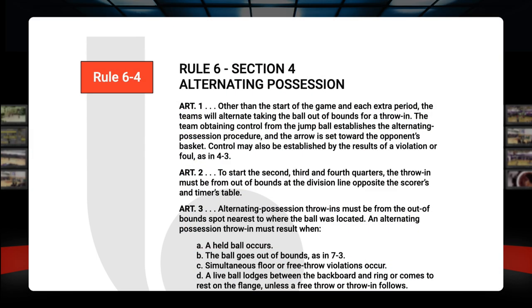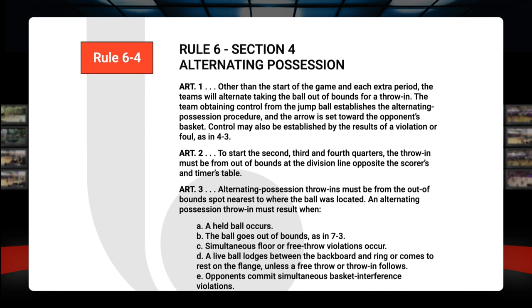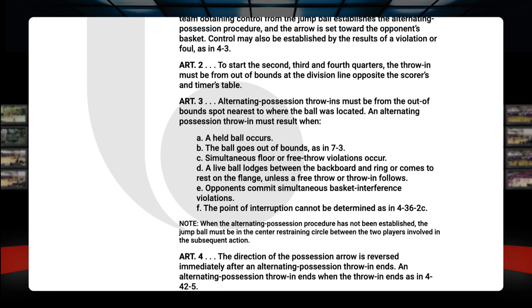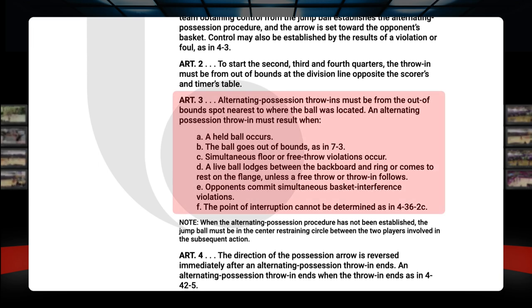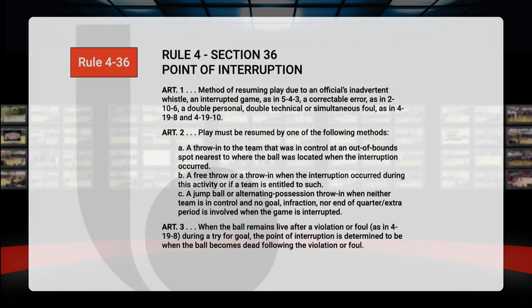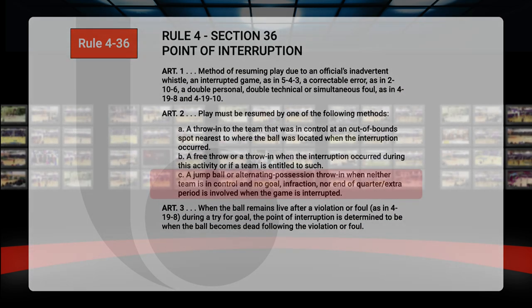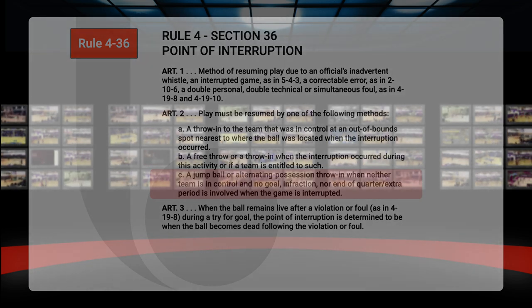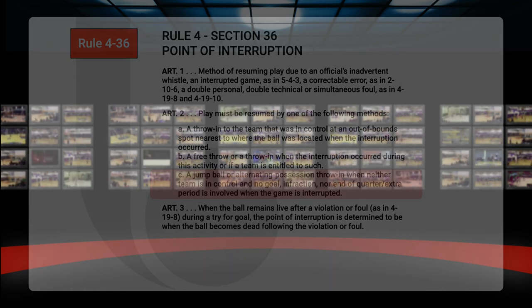Whose ball is it? The player missed the front end of the 1-1. If we glance at Rule 6-4, alternating possession, Article 3, alternating possession throw-ins must be from the out-of-bounds spot nearest to where the ball was located. An alternating possession throw-in must result when, if we look at F, the point of interruption cannot be determined, as in 4-36-2-C. And that goes back to our good friend, a jump ball or alternating possession throw-in, when neither team is in control and no goal, infraction, nor end of the quarter or extra period is involved when the game is interrupted.